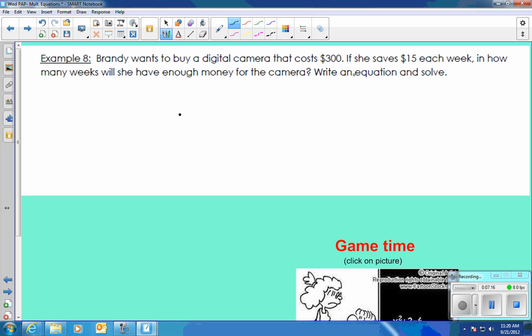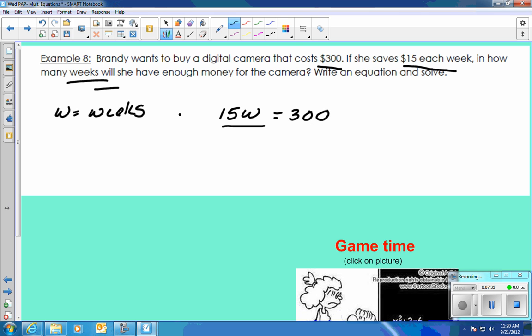Brandy wants to buy a digital camera that costs $300. She's going to save 15 per week. How many weeks will it take? I would take 300 and divide it by 15 to solve this problem on my own, which means I should be writing a multiplication equation. So I'm going to say 15 times W, where W equals weeks, is going to equal my total. That way, to solve, I divide, and W should equal 20. So my answer is 20 weeks.